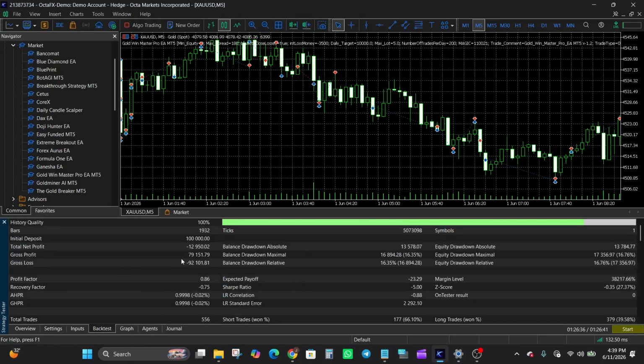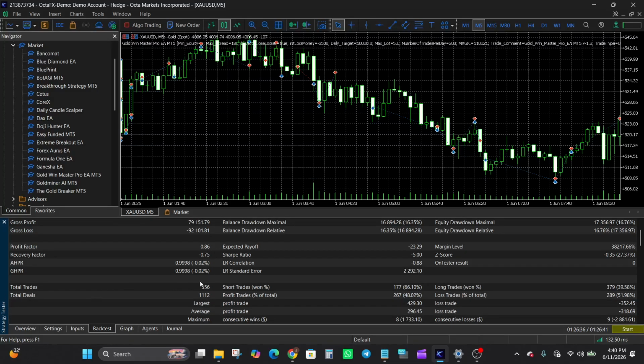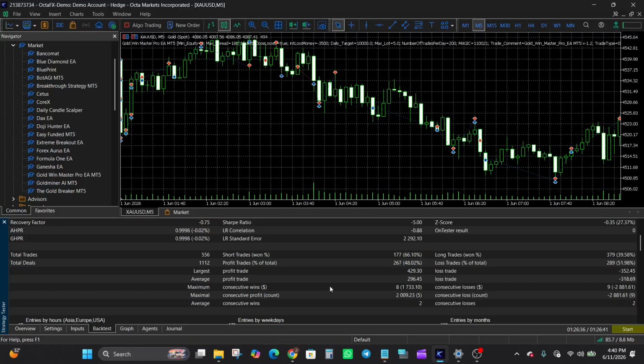So looking at the backtested results from an initial deposit of $100,000, the total net profit was negative 12,000 actually. So there was a decline of almost 13% of the balance. Total net profit negative 12,950.02. The total trades taken were 556. Out of that 556, 267 were profitable. That gave us a 48.02% win rate. And then the average profit was 296.45, while the average loss was 318.69.